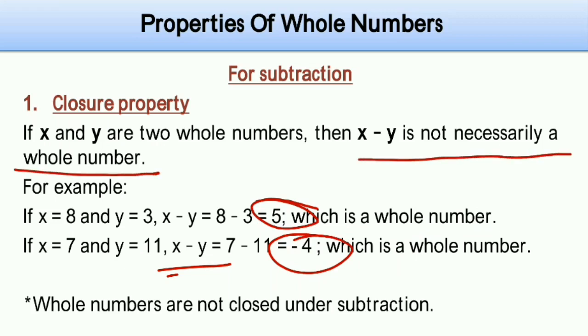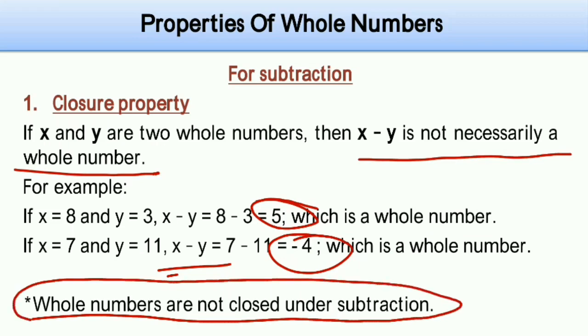It means we can say that whole numbers are not closed under subtraction. If we got the same type of number as a result, then we would say that yes, it is closed. But here we are getting a different type of number also. We have taken whole numbers, but the result is not a whole number. It means the subtraction of whole numbers is not closed.